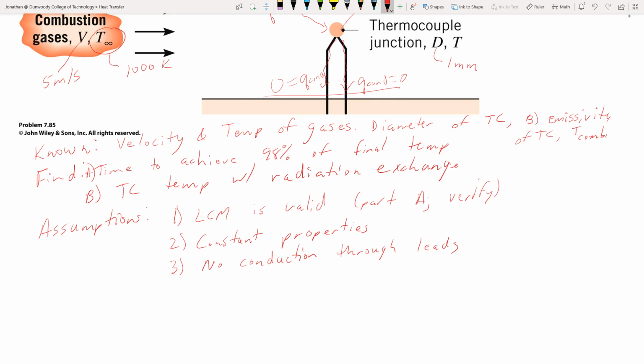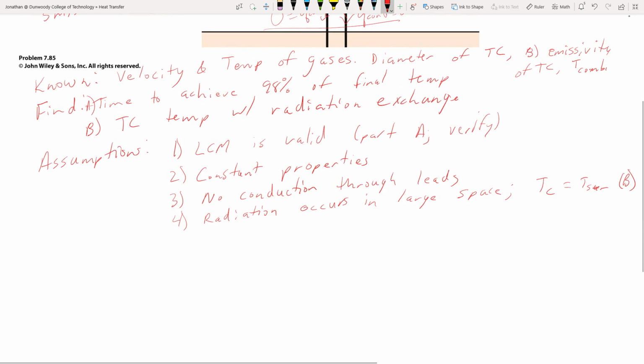And then we're going to assume that the radiation occurs in a large space. Essentially that gets us T_c equals T surroundings for our emissivity calculations. And that's just for part B. All right, so we've got those assumptions. We're going to get into the analysis here.